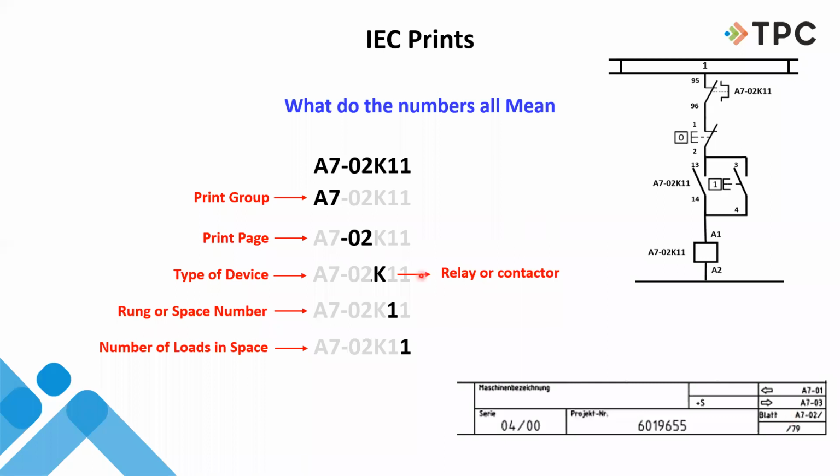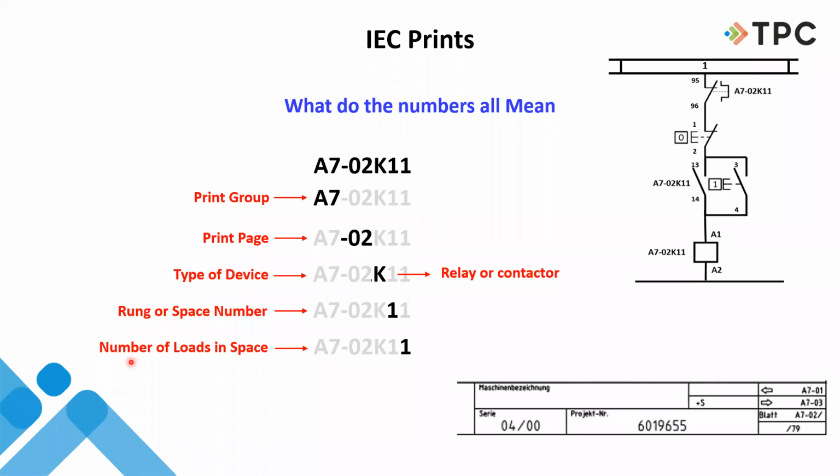Okay. So here's my print page 2. So I said what group I'm in, now on what page I'm in, and this is the device type. So a K is used for a relay or a contactor. You already went through how I can determine which one is which, so I got a K. Then this is my rung number or space number. It's in 1. So here's my space. Here's 1. Okay. So I'm in rung 1.